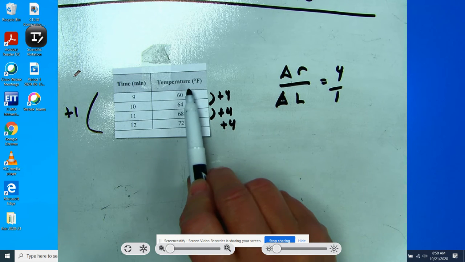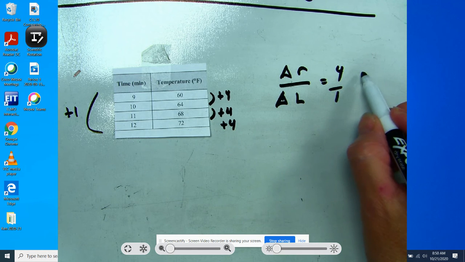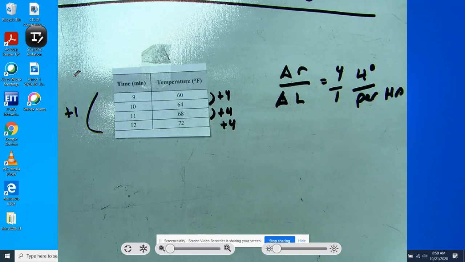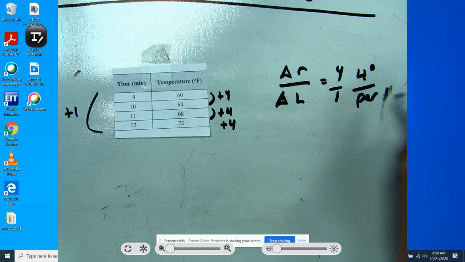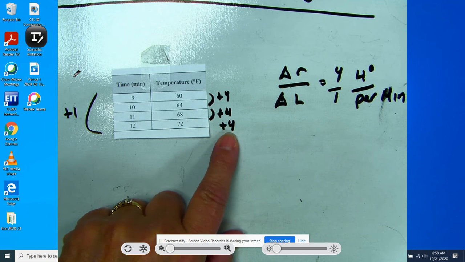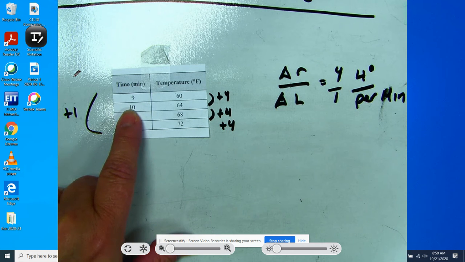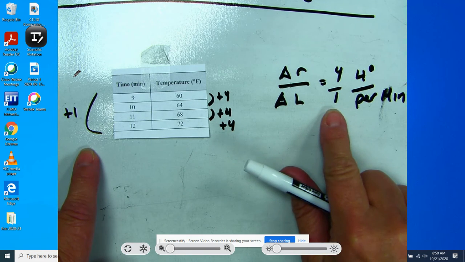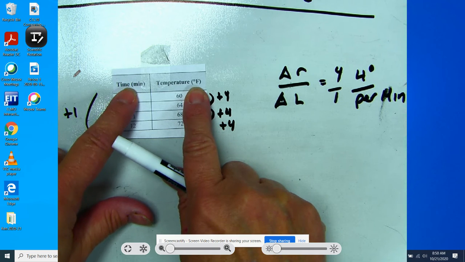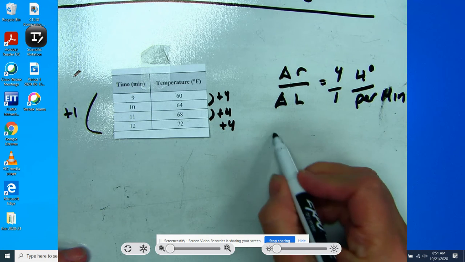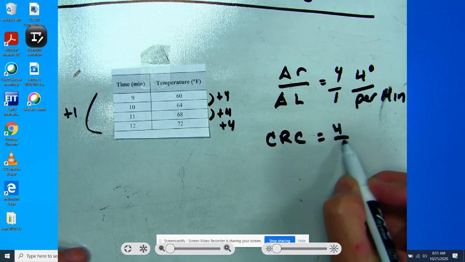So the right is temperature in degrees. So this would be 4 degrees per hour. Oh, sorry, 4 degrees per minute. So if we are looking at a temperature change, the temperature is increasing 4 degrees every minute. Okay, so we did the change on the right, did the change on the left. We figured it out, it was 4 over 1, and that is a change in temperature over time, and that time is minutes. So 4 degrees per minute is the change. So our constant rate of change is going to be 4 over 1.